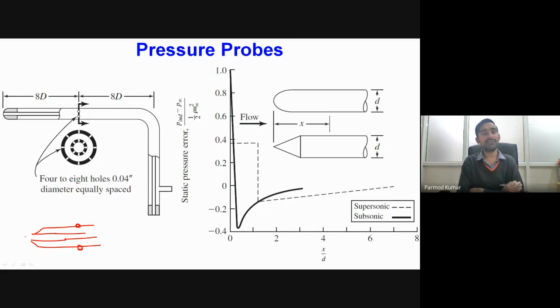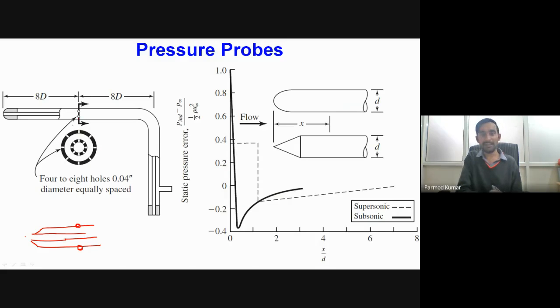Okay, so basically what happens, this is our leading edge of the pitot tube, and then this is the length of the tube, and you can see over here at a distance of 8 times d from the leading edge of the pitot tube, we have placed this circumferential hole. So you can see this is the cross section of the tube. We are having a number of holes on the circumference of this outer tube in order to measure the static pressure.